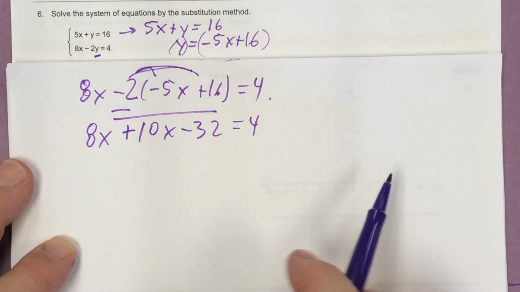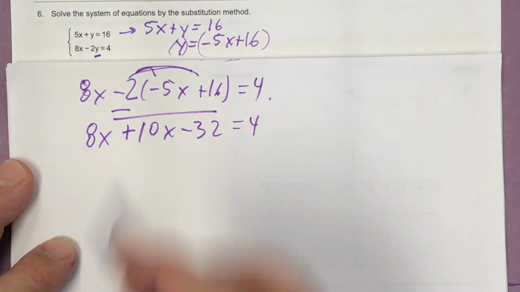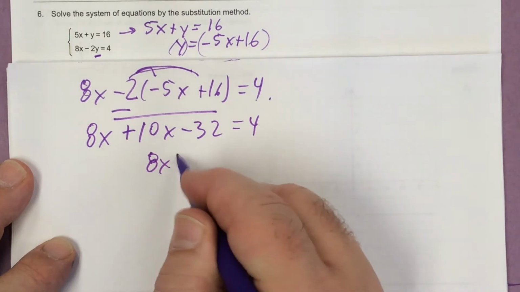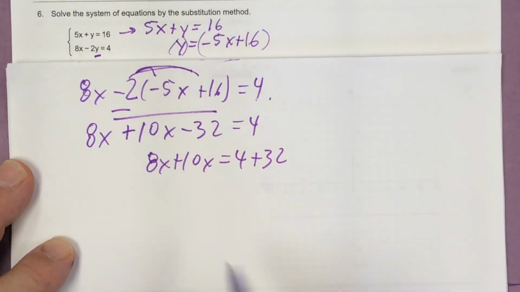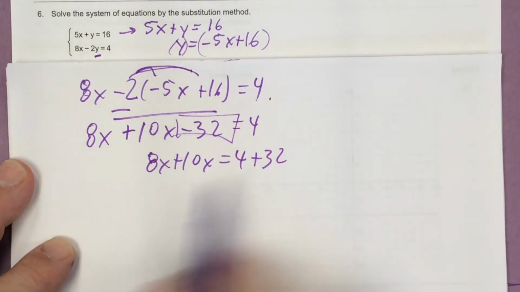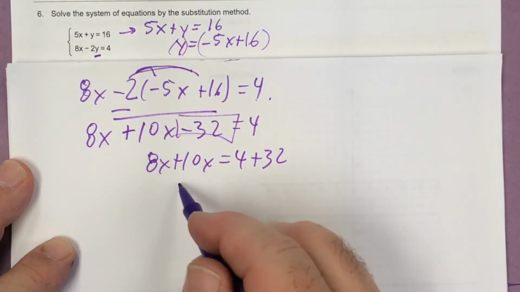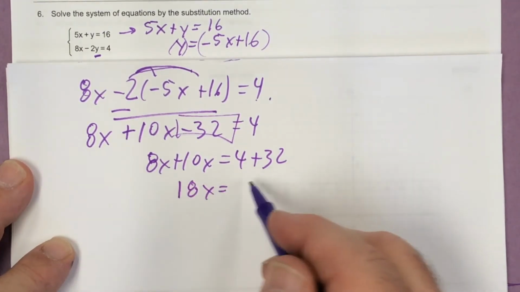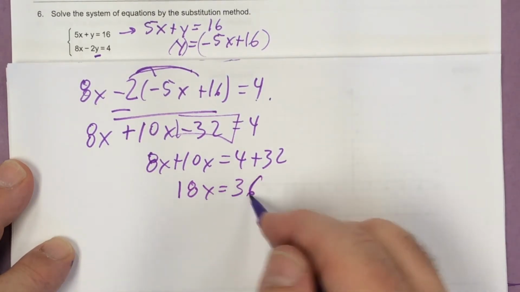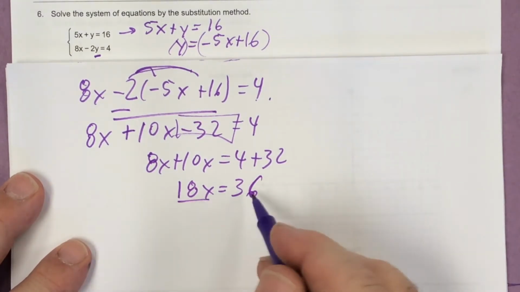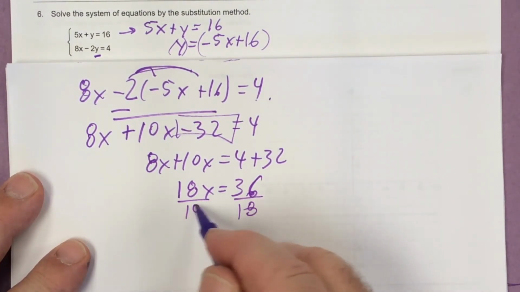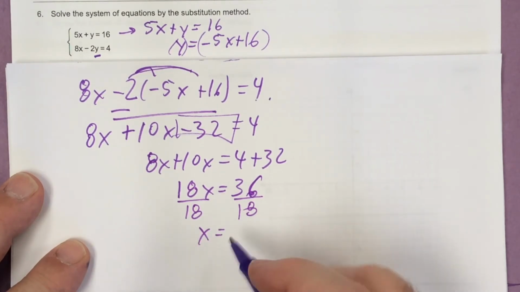From this point, I'm going to move the negative 32 to the other side, so it's going to be 8x plus 10x equals 4 plus 32, because when I move this negative 32 to the other side, I switch the sign. That'll give me 18x equals 36. If I divide both sides by 18 to solve for x, I'm going to get x is equal to 2.